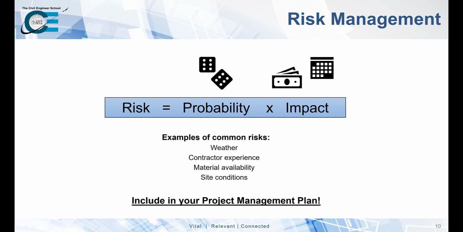Material production in recent history has been constrained by supply chains, resulting in long lead times and lack of availability. Site conditions, including land ownership, geotechnical characteristics, existing utilities, and use can all be associated with project risk. To learn more about risk management practices and how to incorporate them in a project management plan, look at taking our Management 422 and 437 courses here at the Civil Engineer School.